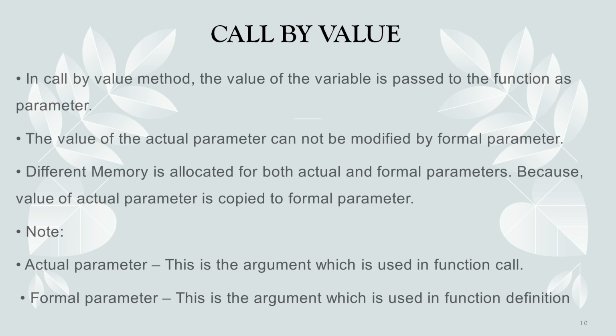Different memory is allocated for both actual and formal parameters, because the value of the actual parameter is copied to the formal parameter. Note: actual parameters are the arguments used in the function call. Formal parameters are the arguments used in the function definition.